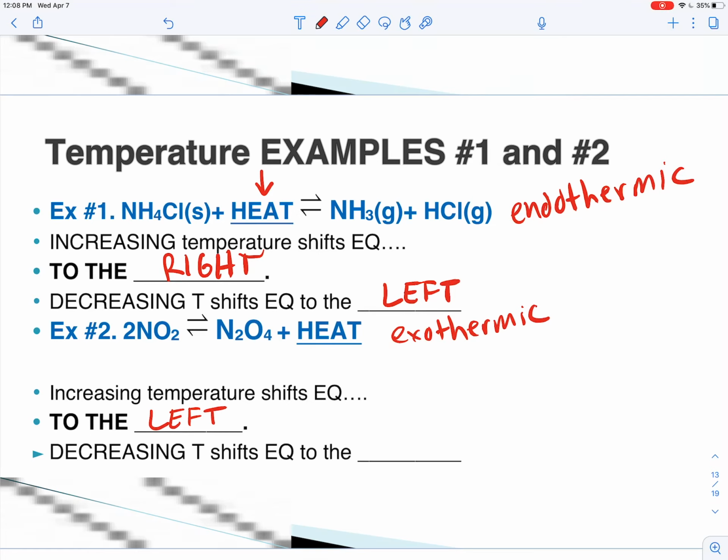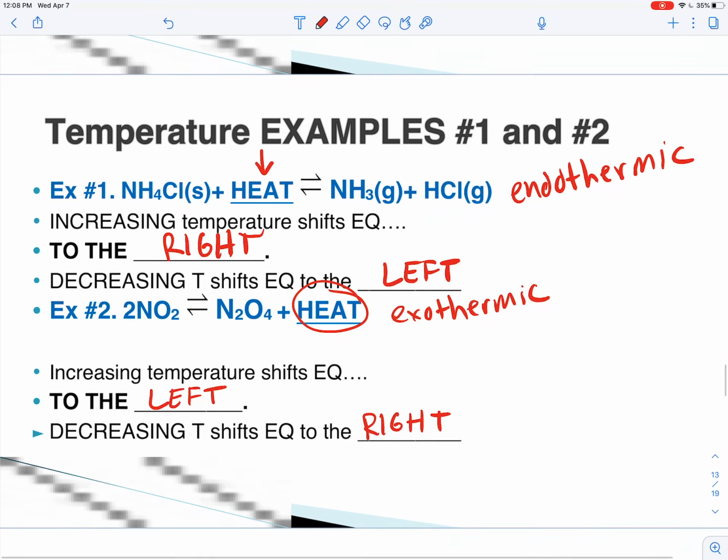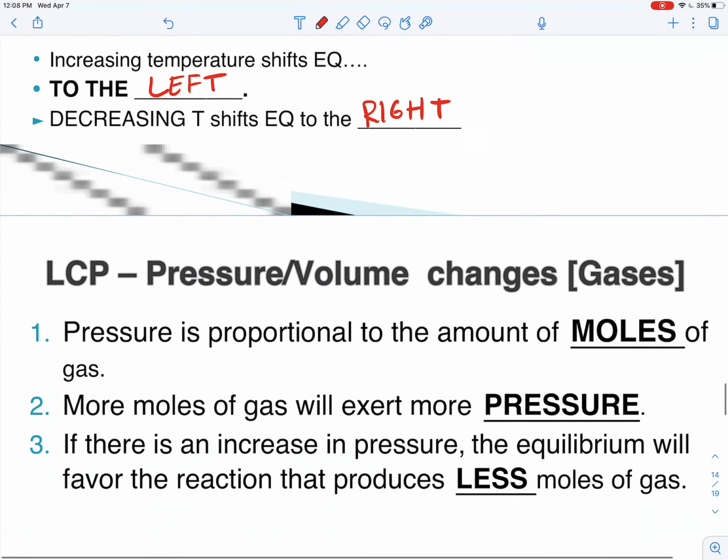And again, if you take away something, in this case heat, on the right side, equilibrium will shift to the same side to kind of fix that, to make up for that loss, right? Like if you lose your phone, you're going to try to get another phone. So if we lose heat here, we're going to try to form more heat and products.